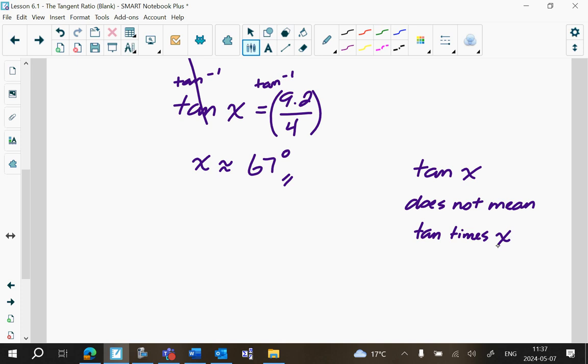Like if I asked you to find the square root of 25, you wouldn't go square root times 25. The square root is the operation, right? This is the operation. So something to keep in mind. To get rid of just tan, we always do tan inverse. And then we're going to learn two other ratios, and we're going to get rid of them the same way. Okay.